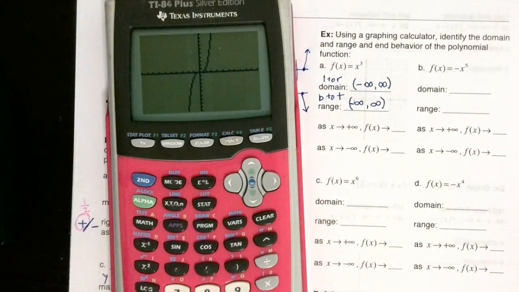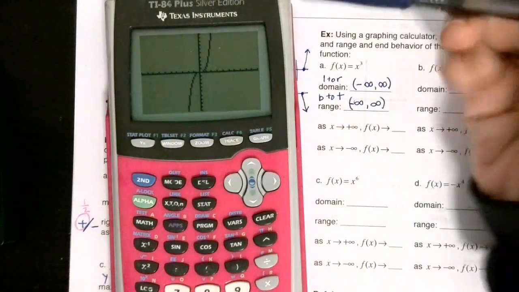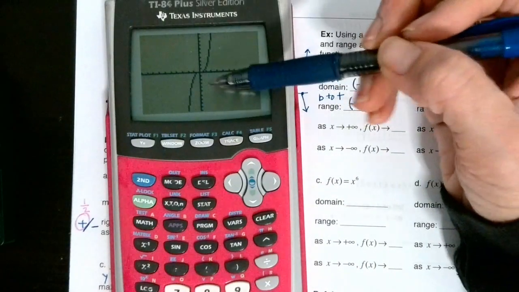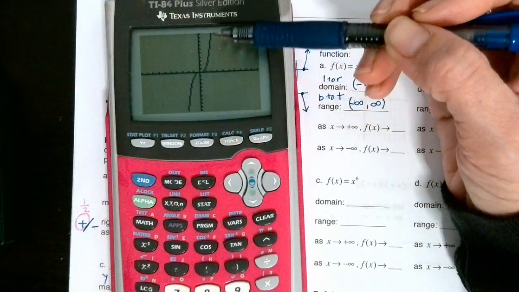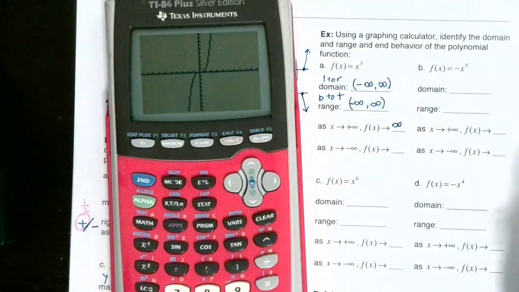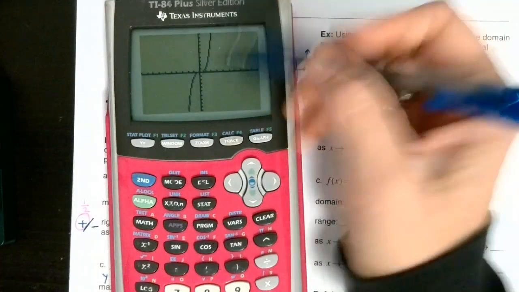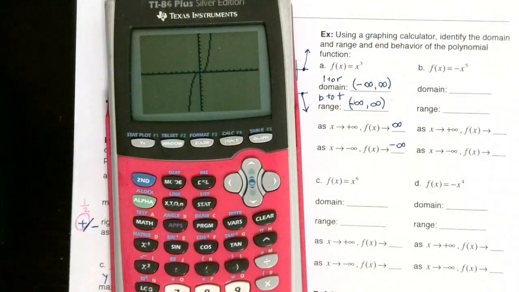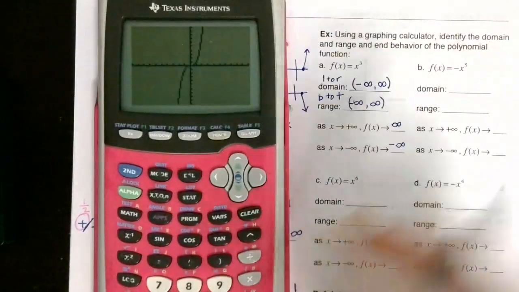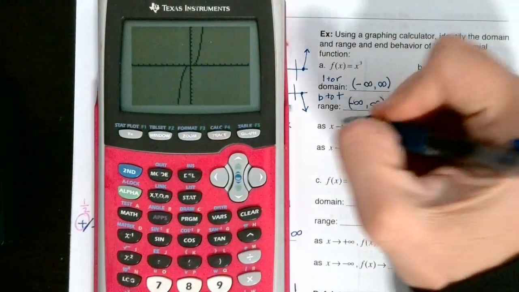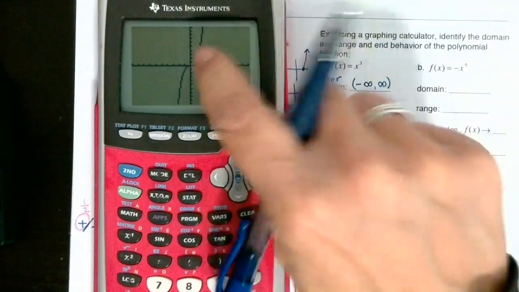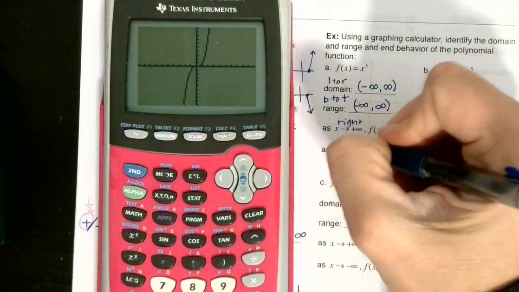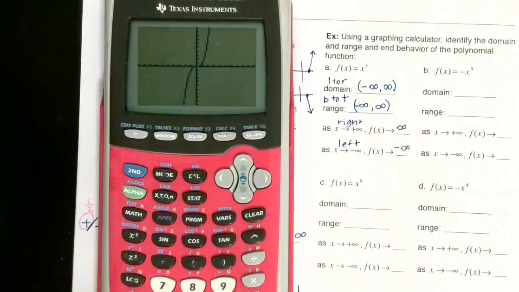Now, based upon what we already looked at, you should be able to tell the end behavior without having to do plus, minus, or even odd. As we go to the right, because this is the right side, the graph is going up, so this would be infinity. And as we go to the left, the graph is going down, so that would be -infinity. Just to show you what I mean, x goes to +infinity means it's to the right, and x goes to -infinity is to the left.